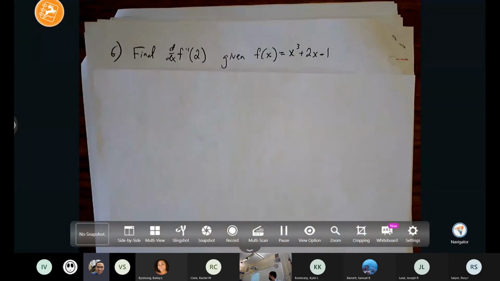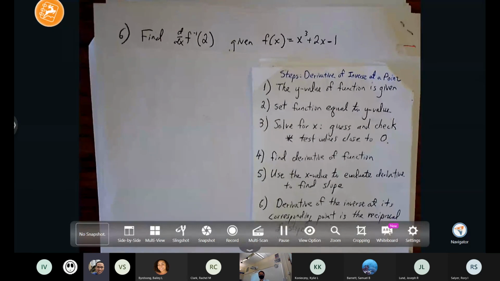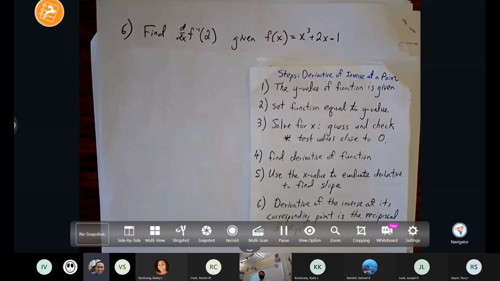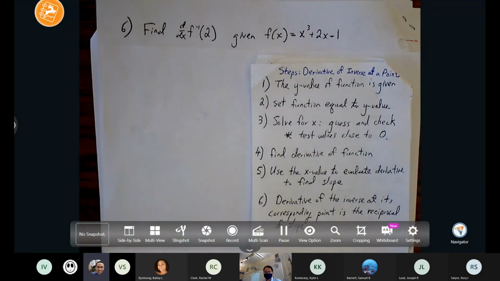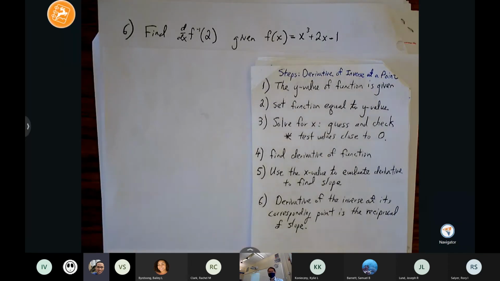Okay. Derivative of inverse at a point. This is not on your sheet here. Just copy this down. Okay, here are the steps. Okay, what's our first step?